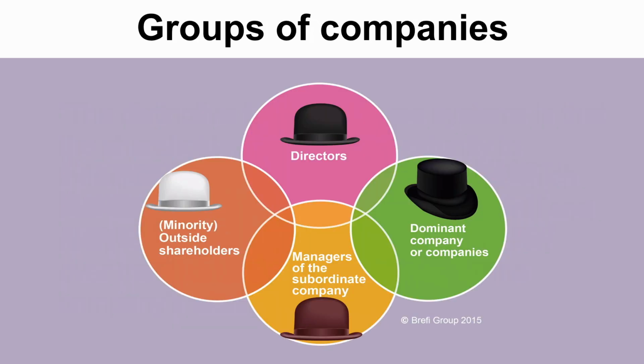Now, let's look at groups of companies. Most major businesses these days operate as a group of companies. There are important implications for directors of companies in a group, as their boards are likely to include directors representing different interests. A group of companies exists where one company owns a controlling interest in another. That is, it has sufficient shares to give it a voting majority and is able to determine the appointment of directors and effectively influence the policy and strategy.